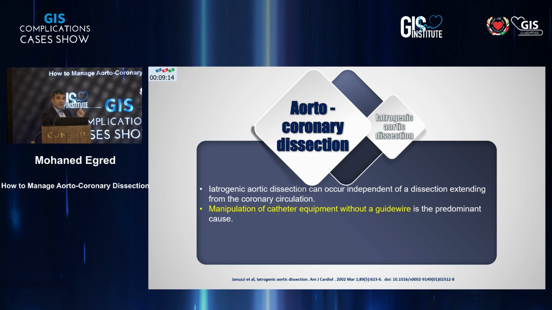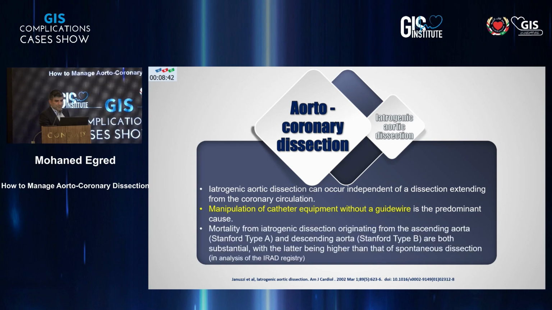Surprisingly, using the right radial artery, JR4 has, in some of the publications, more coronary artery dissection in the right coronary artery than AL. Again, you could think about why this could happen when you're coming from the right radial, but this is what's been reported. JR4 causes more dissection in the right coronary artery than AL when you go through the right radial, that is. So anyway, manipulation of the guiding catheter without a guide wire is the predominant reason why this can happen.